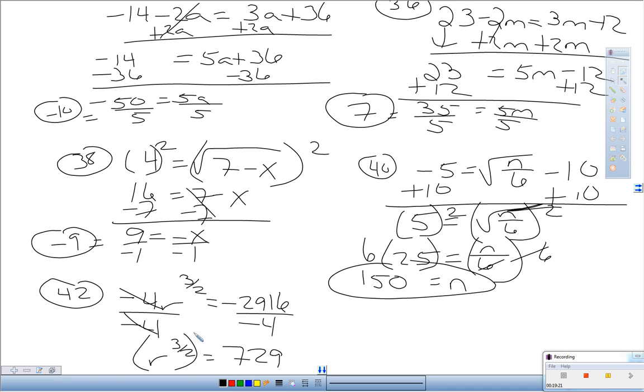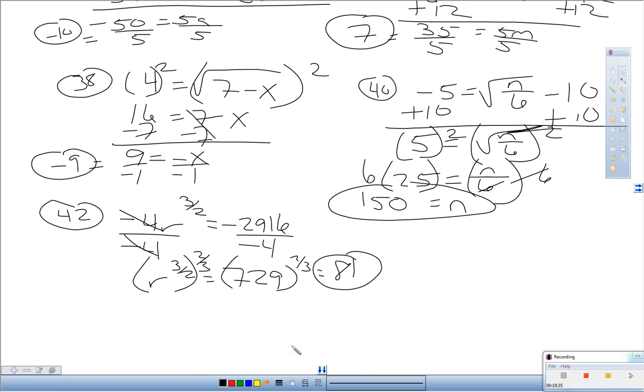Now let's do that reciprocal. The reciprocal of 3 over 2 is 2 over 3. And so let me plug that in. 729 to the 2 over 3. That's going to give me 81 as my final answer for number 42. All right, for 44, you're going to do something similar. For 44, you're going to have 4 parentheses x plus 19 to the 3 halves equals 2916. Again, don't do that reciprocal just yet.